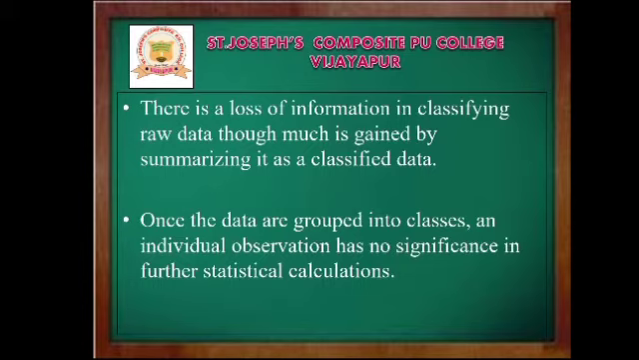There is a loss of information in classifying raw data, though much is gained by summarizing it as classified data. Once the data are grouped into classes, an individual observation has no significance in further statistical calculations. That means once the data are grouped into different classes, individual observations are ignored, particularly in statistical calculations. So this situation is the loss of information.